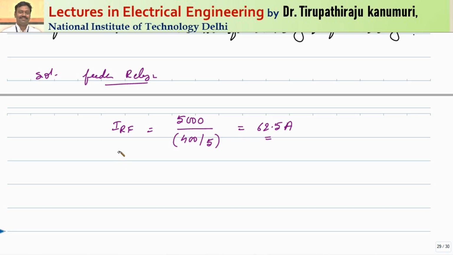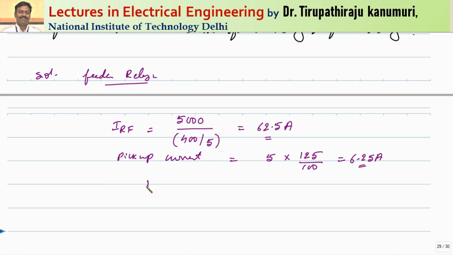Now the pickup current for this feeder relay will be equal to the CT secondary of 5 amperes multiplied by the current setting. The current setting is given as 125%, and because it is in percentage, you have to divide by 100. So this becomes 6.25 amperes. That means a minimum of 6.25 amperes is required for pickup, but it is coming as 62.5 amperes.